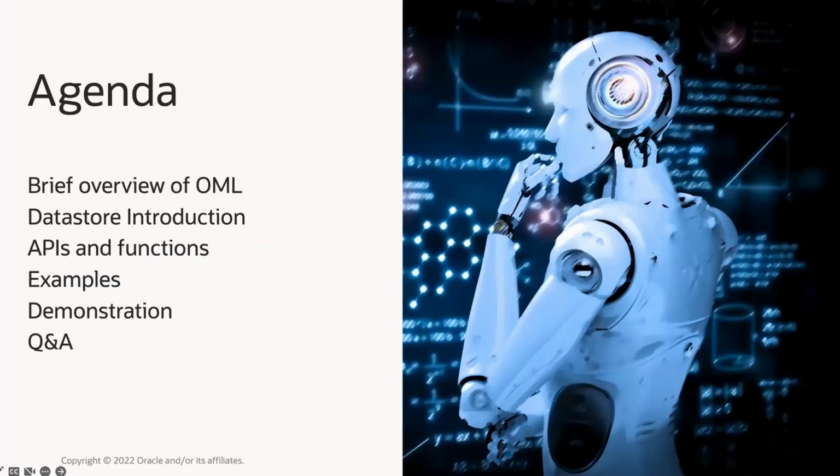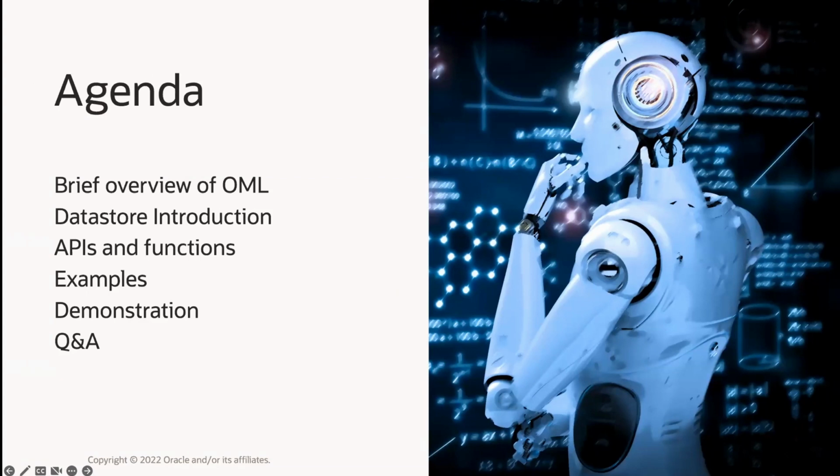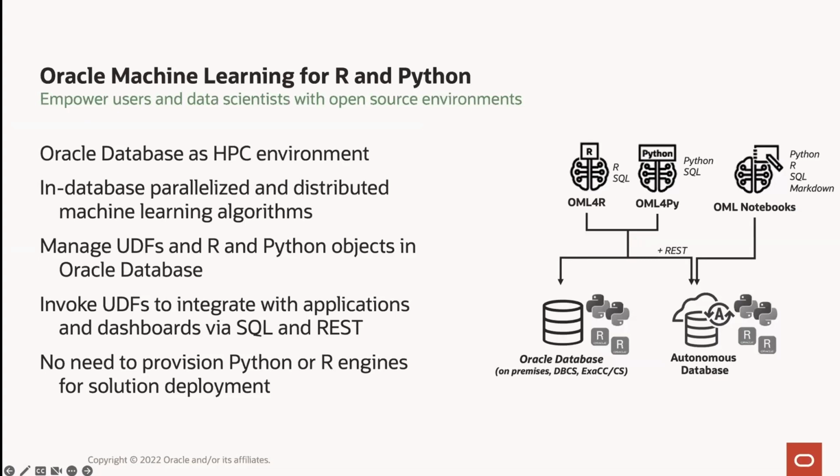So let's start with a quick agenda for today's session. First, we will briefly review Oracle Machine Learning as a whole, and then explain the datastore capabilities. Next, we will go into some examples, and then cover the APIs and functions that are associated with the Oracle Machine Learning Datastore. Lastly, we will open up the notebooks environment to demonstrate and walk through a few examples. So let's begin with that overview of Oracle Machine Learning as a whole before we dive into the datastore.